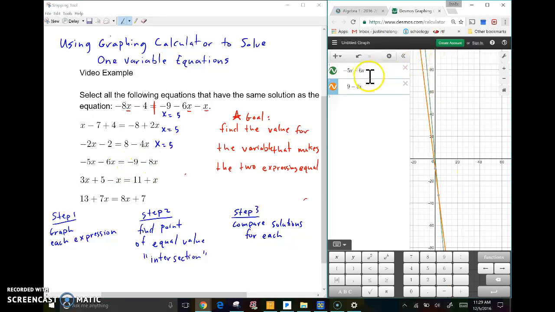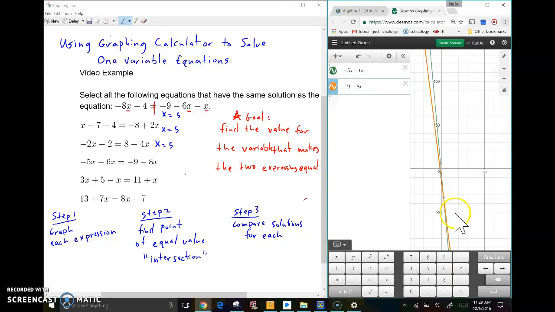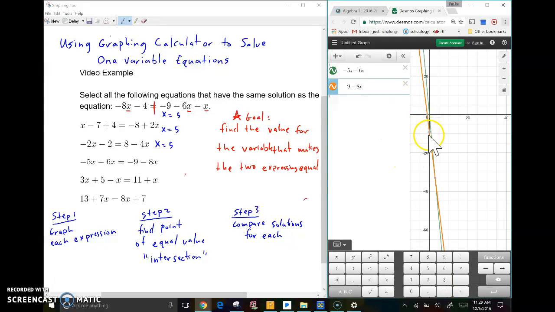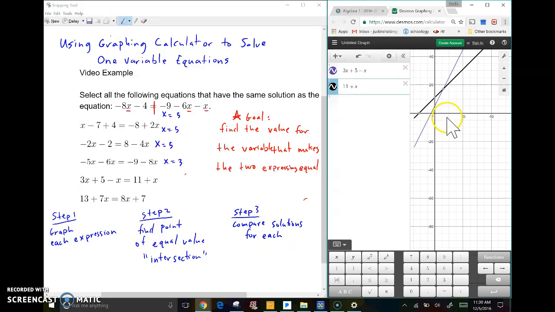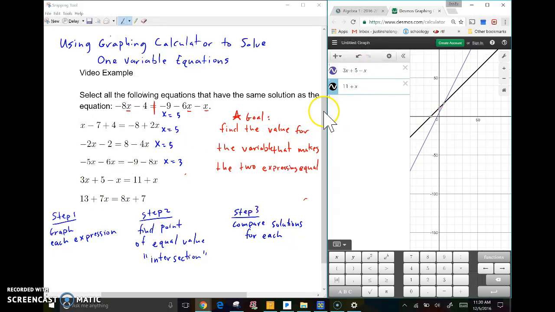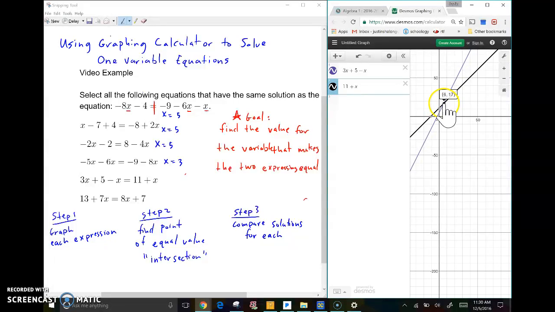You can see I've graphed them both. Now we're looking for the intersection point. It gives us the y-intercept and the x-intercept, but we want where the two equal each other, and it looks like they're intersecting when x is 3. So our solution here would be x equals 3. Now let's do the fourth one. You can see the two lines that we graphed, we put in the expressions correctly, and they are of equal value when x equals 6. Both sides will simplify to 17. So our solution here would be x equals 6.